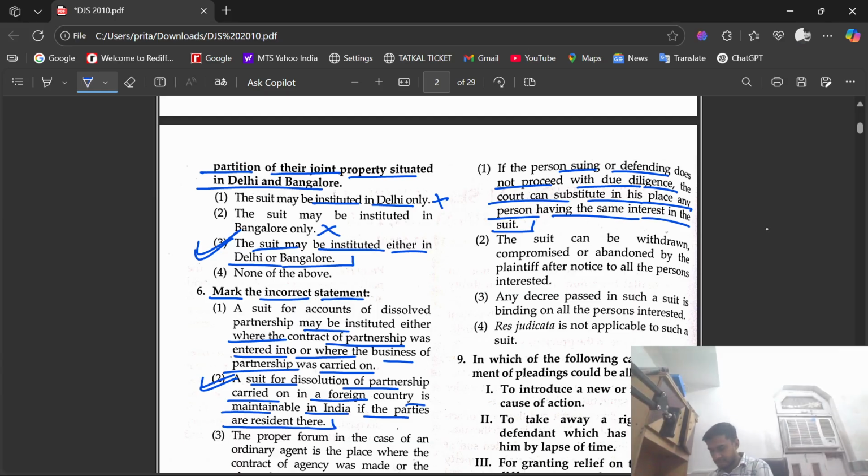Reasonable steps taken by a person to avoid committing a tort or offense. If a person suing or defending does not proceed with due diligence, the court can substitute in his place any person having the same interest in the suit.